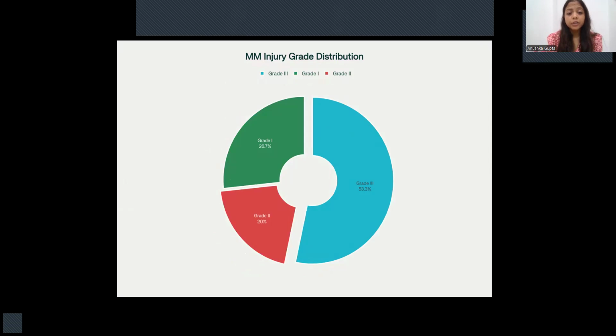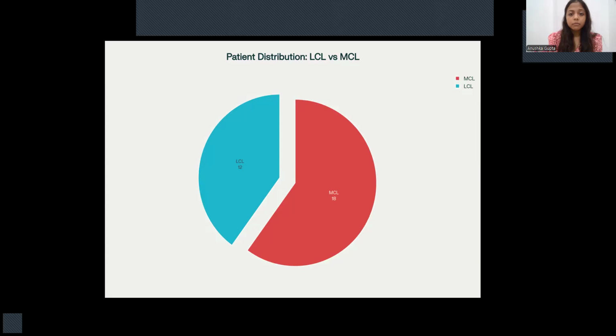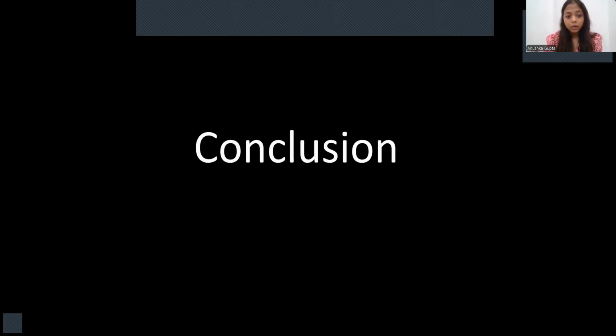In medial meniscus, grade 3 injuries were most common, followed by grade 1 and then grade 2. Lateral meniscus injury grade distribution, grade 3 was most common, followed by grade 2, then grade 1. LCL versus MCL, MCL injuries were more common.